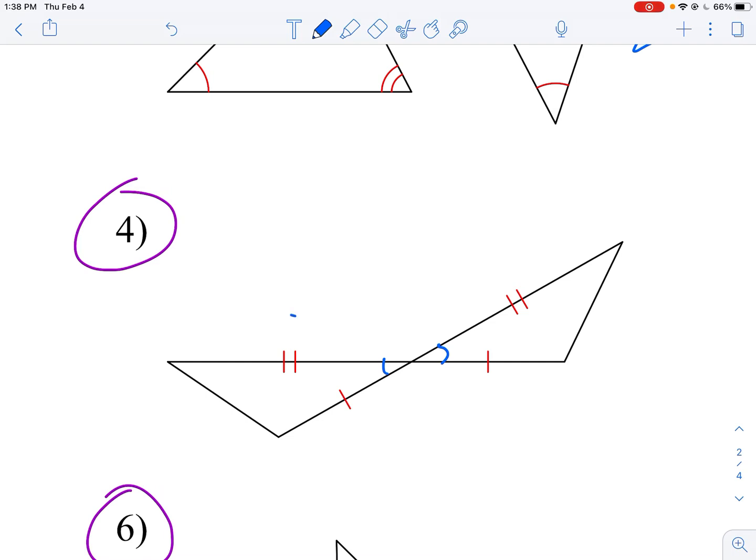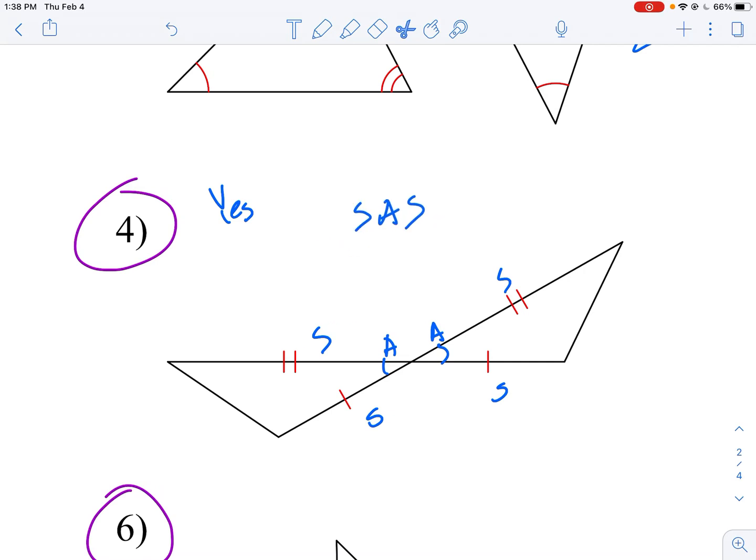And so if I look at my left triangle, I have two sides and the angle where they meet up. And on the other one, I got two sides and the angle where they meet up. So both of these have side, angle, side. Which, is that one of our congruence theorems? It is.